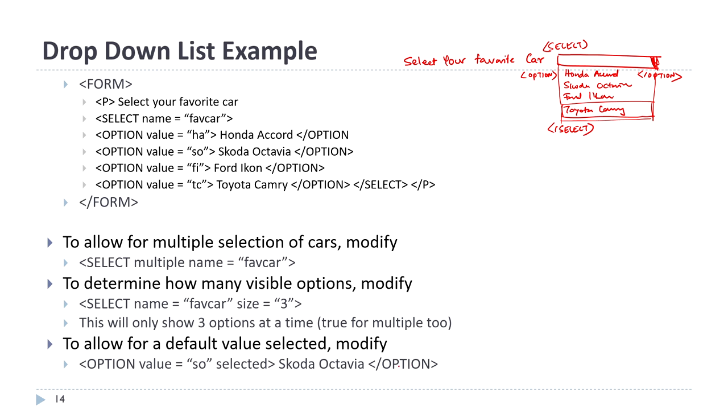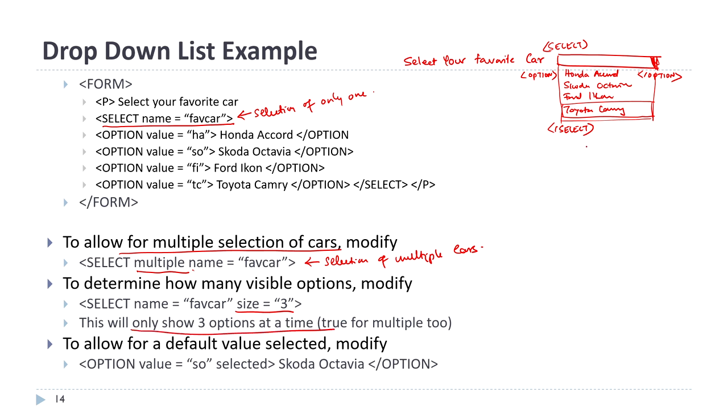If you want to allow multiple selections of cars, you change the select. The name is fave car, as in the current one, which allows selection of only one. But if you say name fave car and add the keyword multiple, it allows you to select multiple cars. If you want to control how many options are visible, you can modify size equal to 3, and it will only show 3 options at a time.